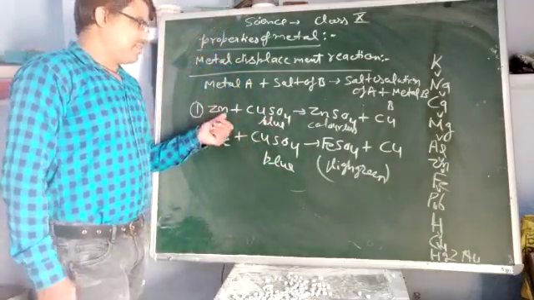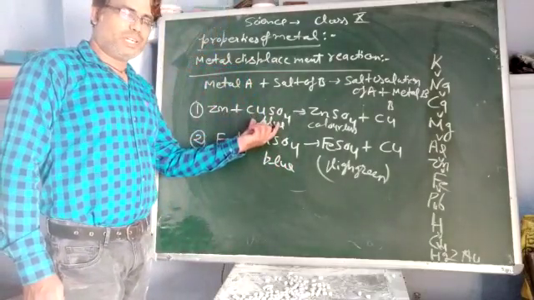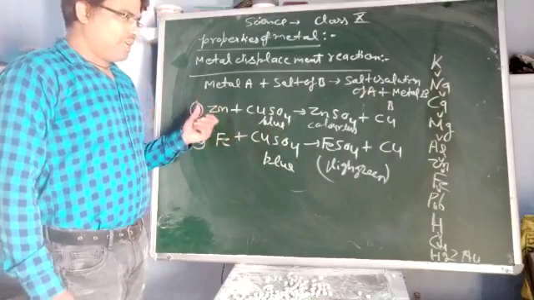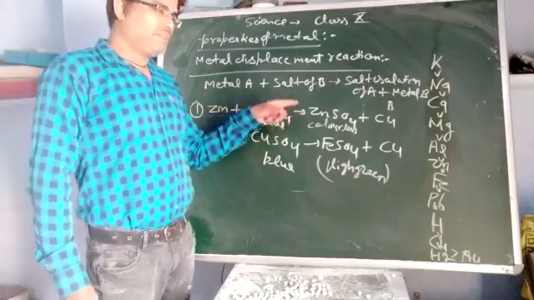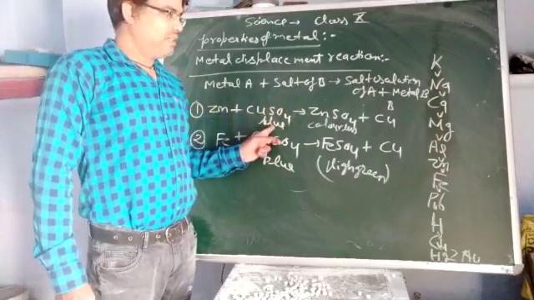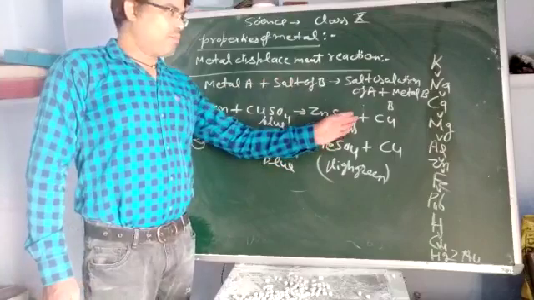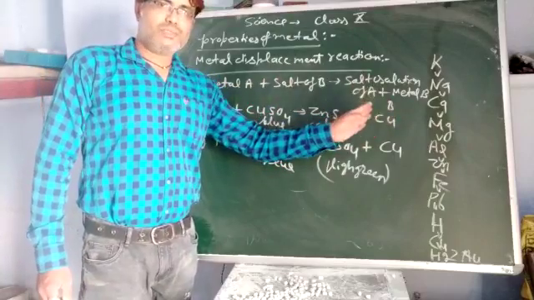Suppose we have copper sulfate solution, which is blue in color, and if we add some zinc metal granules, what will happen? The blue color of copper sulfate solution is discharged or disappears because the zinc forms zinc sulfate and the copper metal is displaced from the solution.